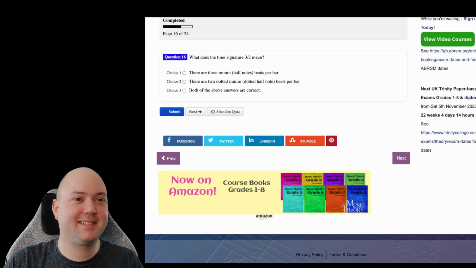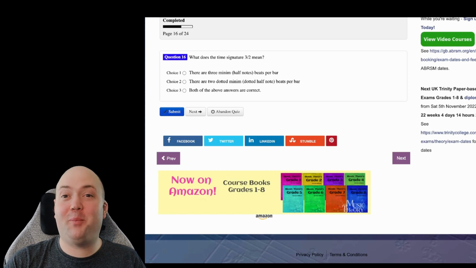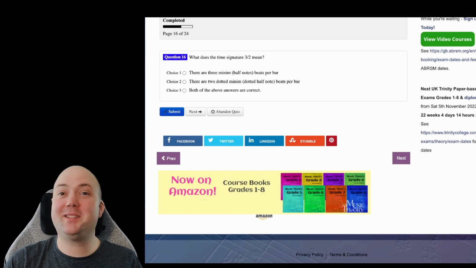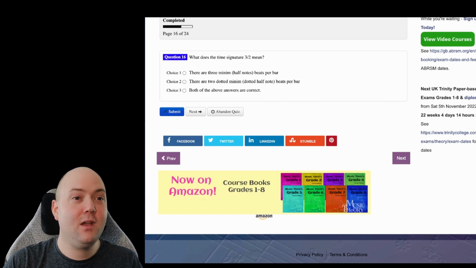Let's see what's next. What does the time signature 3/2 mean? Oh boy, here I get to show problems with time signatures. So 3/2 means there's 3 half notes per measure. Let's see what our choices are. There are 3 half note beats per measure. Not necessarily. There are 2 dotted half note beats per measure.